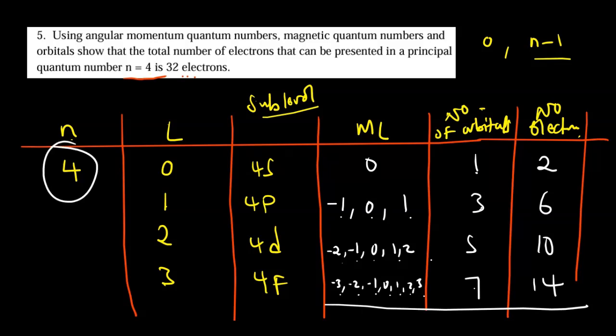So the total electrons that can come out from the principal quantum number 4 will just be the addition of all these. So 2 plus 6 plus 10 plus 14 will actually give you what? The 32, which is the required one, as we are told here. So we have shown that here. Okay, so let's look at question 6 now.